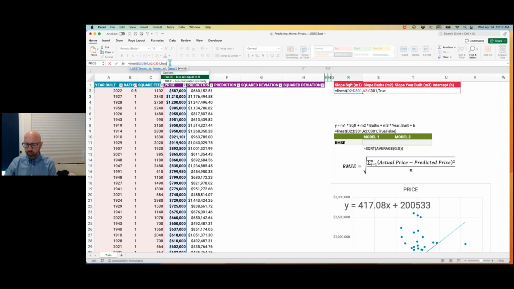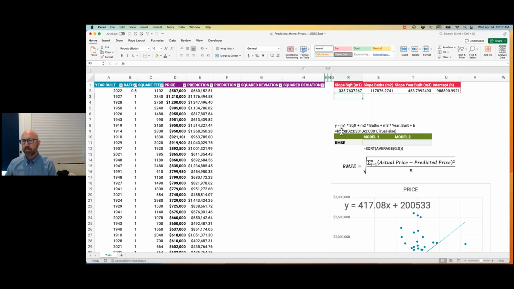And then I'm going to use the true and false at the end. I'm going to click on enter. Just as a reference, the expression that I used is presented down here. And notice that now I get values for the slope and the intercept. So let's understand what this means.